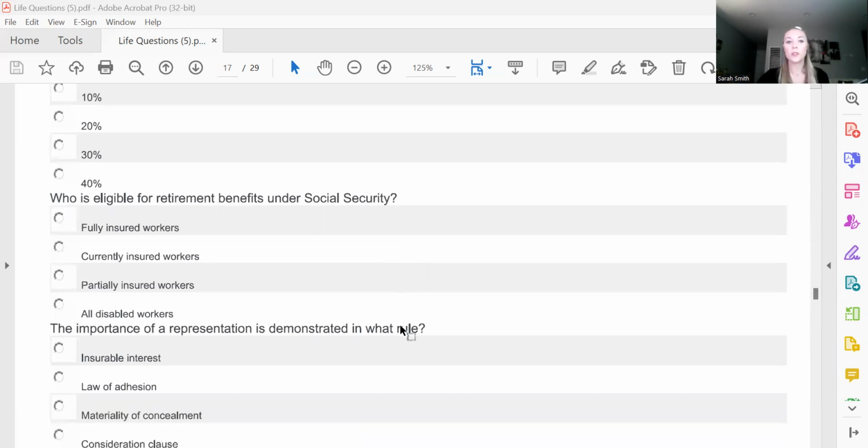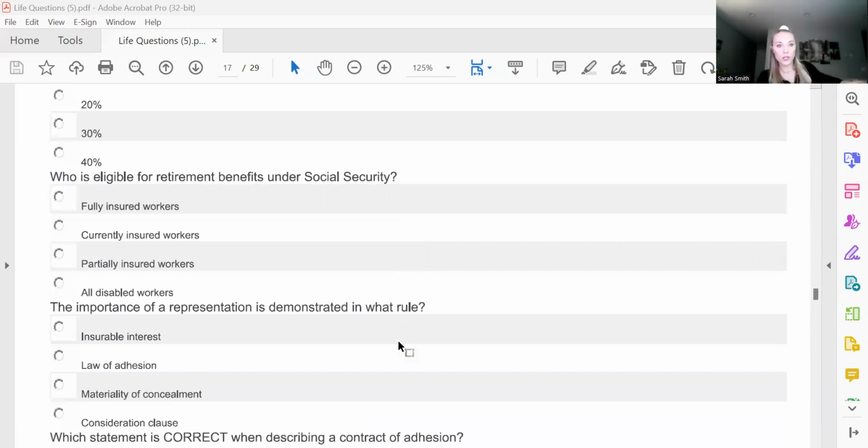Who is eligible for retirement benefits under Social Security? 119. This is going to be A, fully insured workers. So that's your 40 quarters of coverage, fully insured workers.